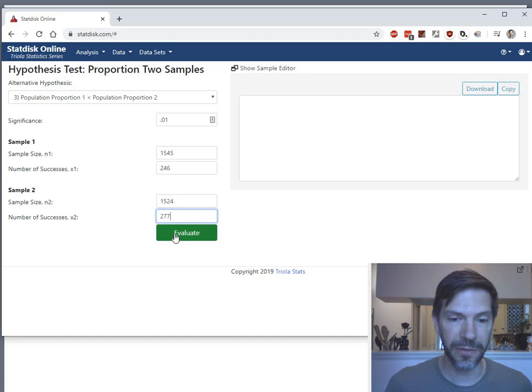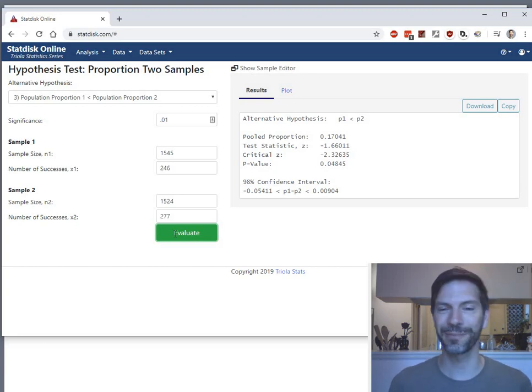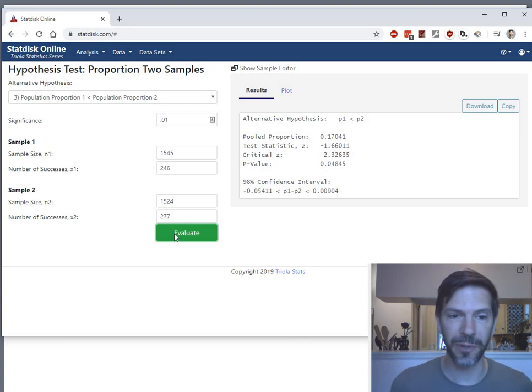And we are ready to evaluate. Notice our p-value. P-value is right there. It's 0.04845. With a normal significance level, that would just barely be unusual, and we would just barely be rejecting the null. Keep in mind, though, that our significance level is 0.01. This is not unusual for this problem.